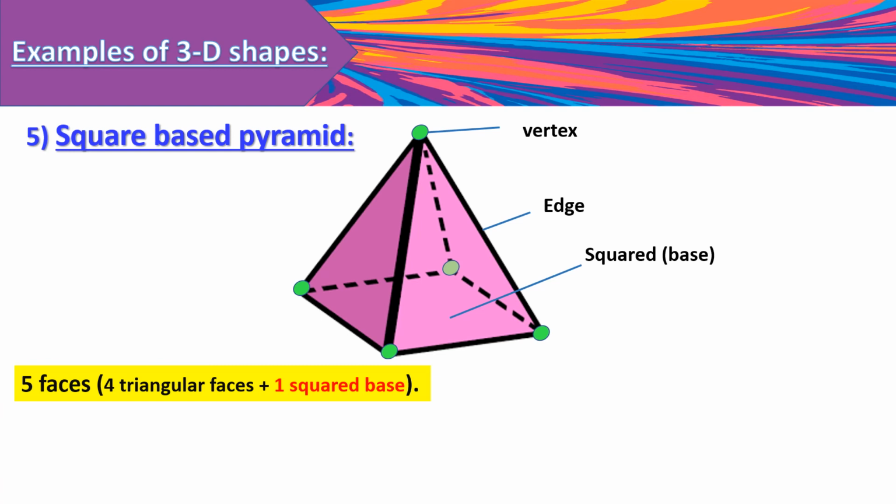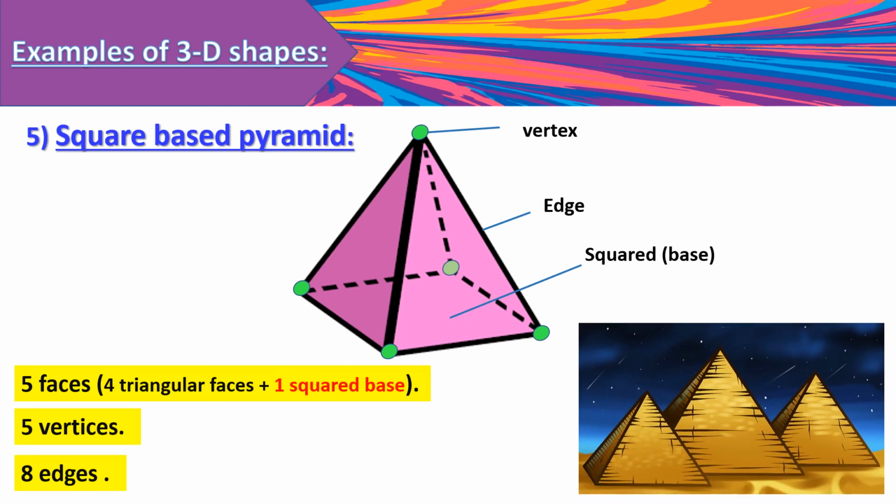4 of them in a triangle shape. 4 of these faces are triangular faces. And 1 of them is the square base. We say square base because it's a base in the shape of a square. So it's called a square-based pyramid. It has 5 vertices and 8 edges. It's like our Giza pyramid.